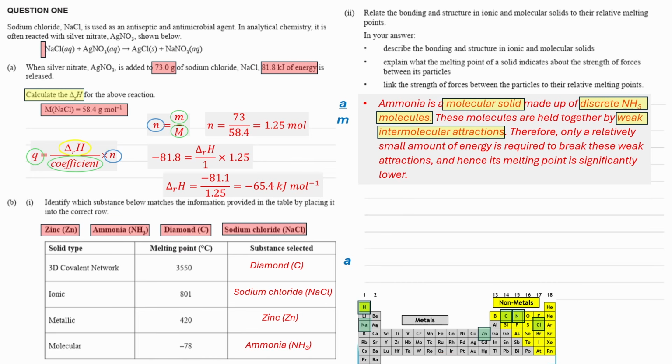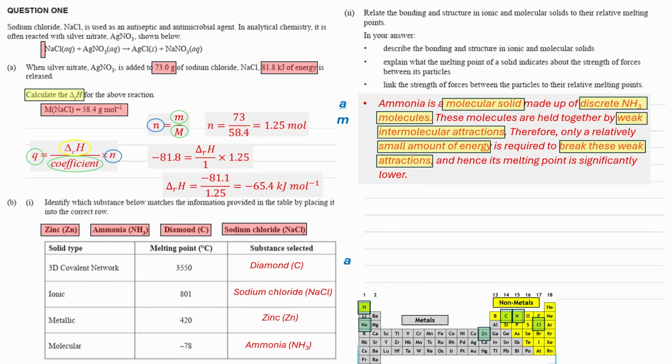Then, once we've talked about this, if we're talking about melting point or boiling point, we're going to say, because the attractions are weak, only a small amount of energy. Really important you say small amount of energy. You can't say small amount of force. That's incorrect when we're talking about melting point and boiling point. This is why I said that the question kind of misleads us a bit. Therefore, a relatively small amount of energy is required to break these weak attractions.